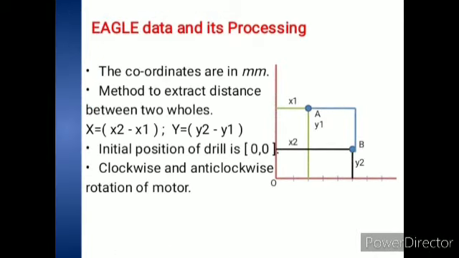Let's know the logic behind the automatic drilling. The data of X and Y coordinates is actually the distance between two drill points. Here we can calculate the time required to reach the drill point. Time equals distance by speed. We are using this formula to extract the distance between two drill points. The motor will rotate in either clockwise or anti-clockwise direction as per the magnitude of distance.